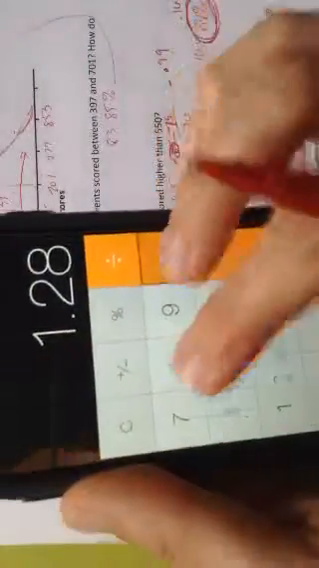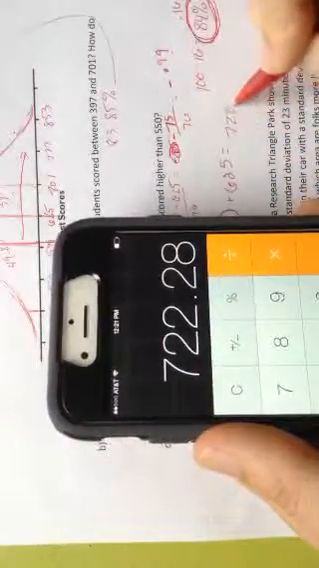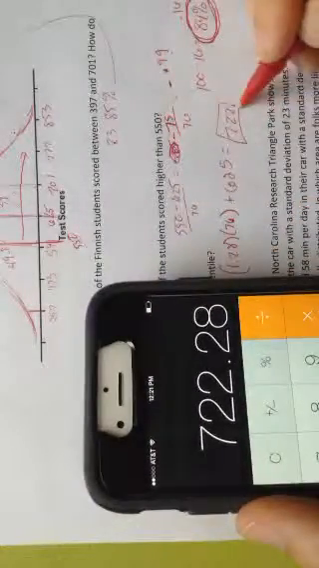So taking 1.28 times 76 plus 625, that would be 722. And you can either write 0.28 or you can just round to 722. So the raw score is 722. If we shaded there, 90% got below that.